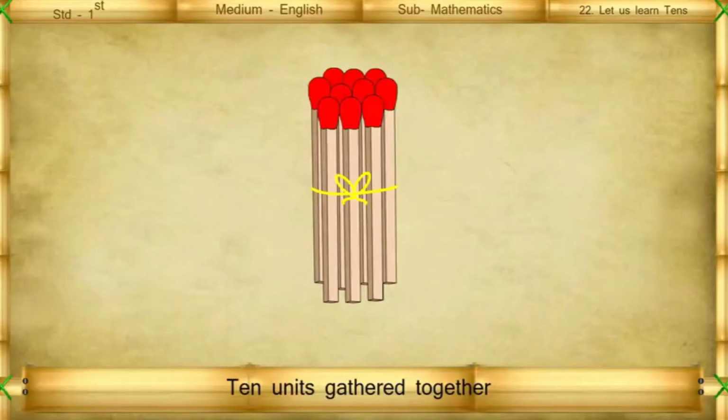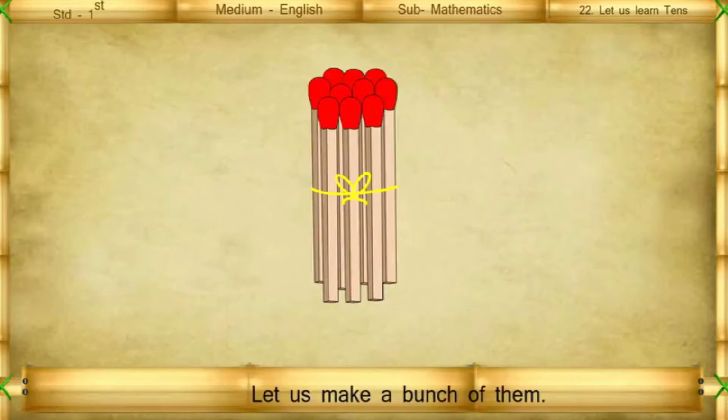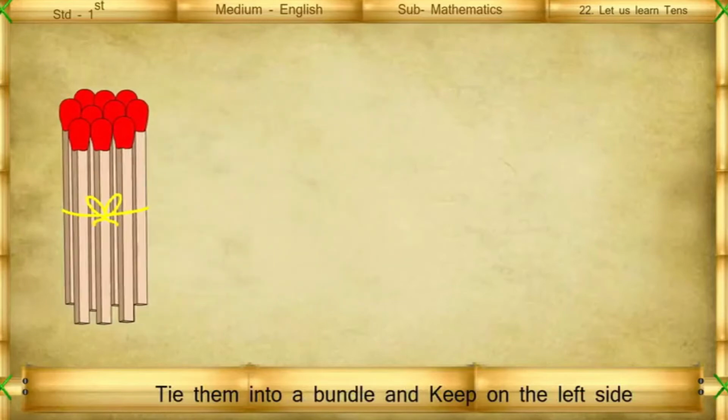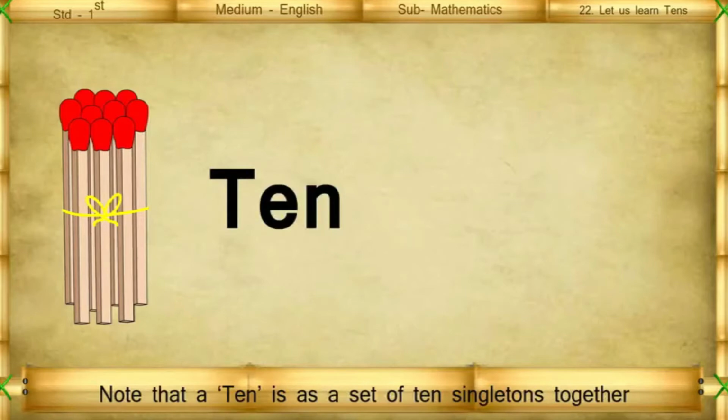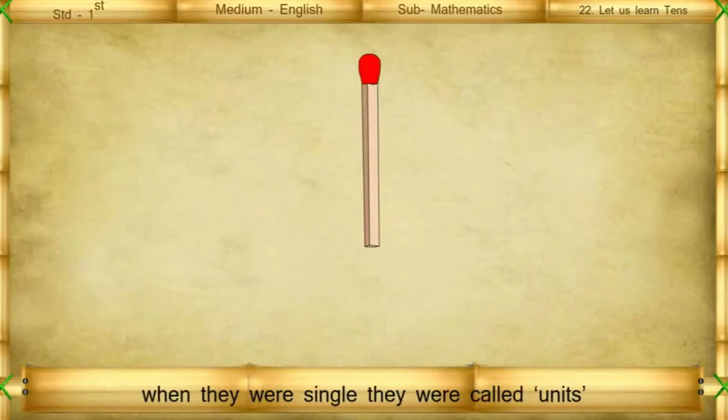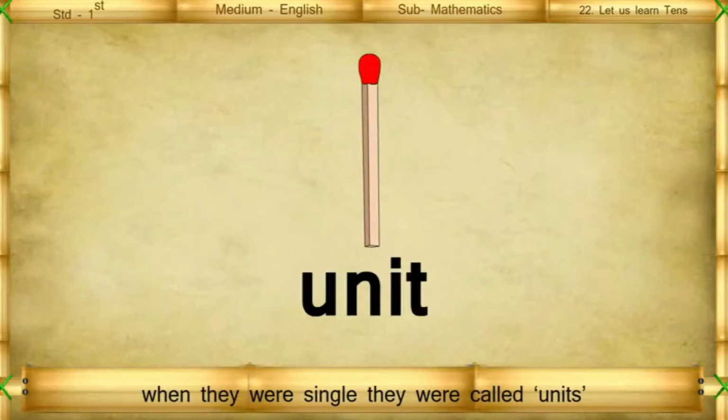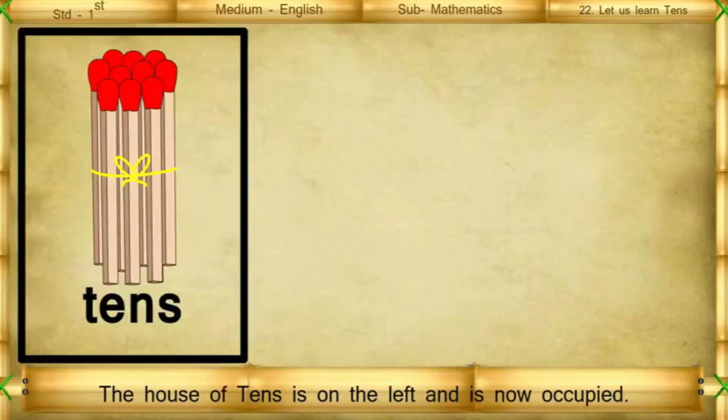10 units gathered together. Let's make a bunch of them. Tie them into a bundle and keep it on the left side. Note that a 10 is a set of 10 singletons together. When they were single, they were called units. The house of tens is on the left and is now occupied.